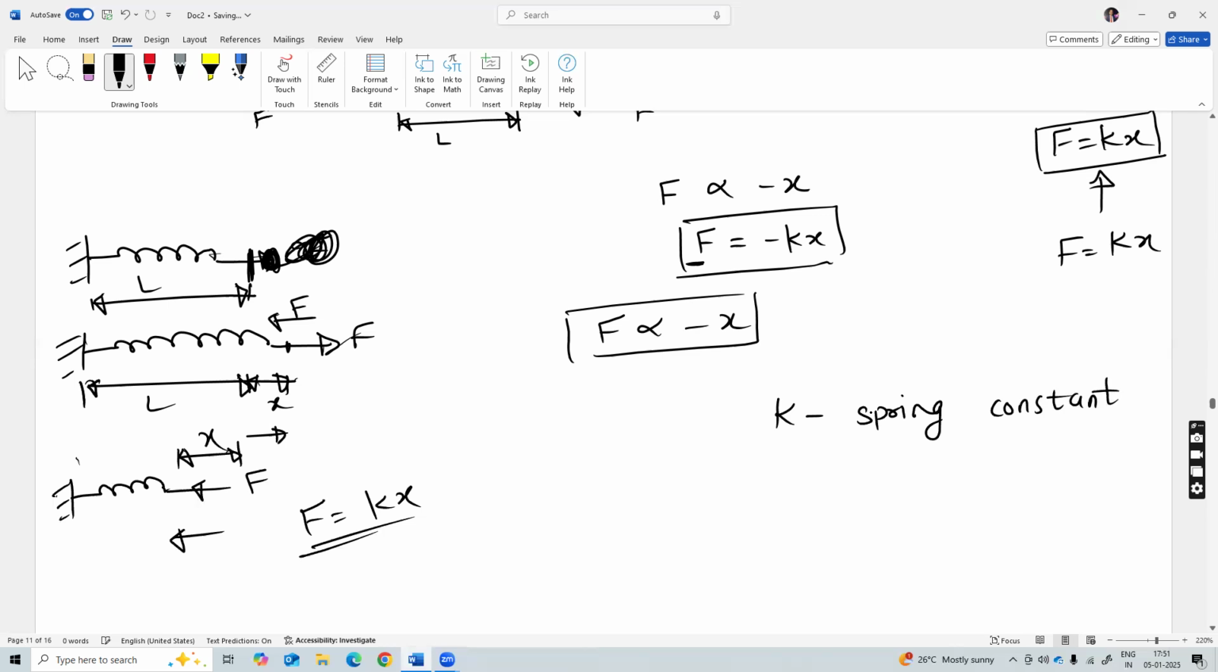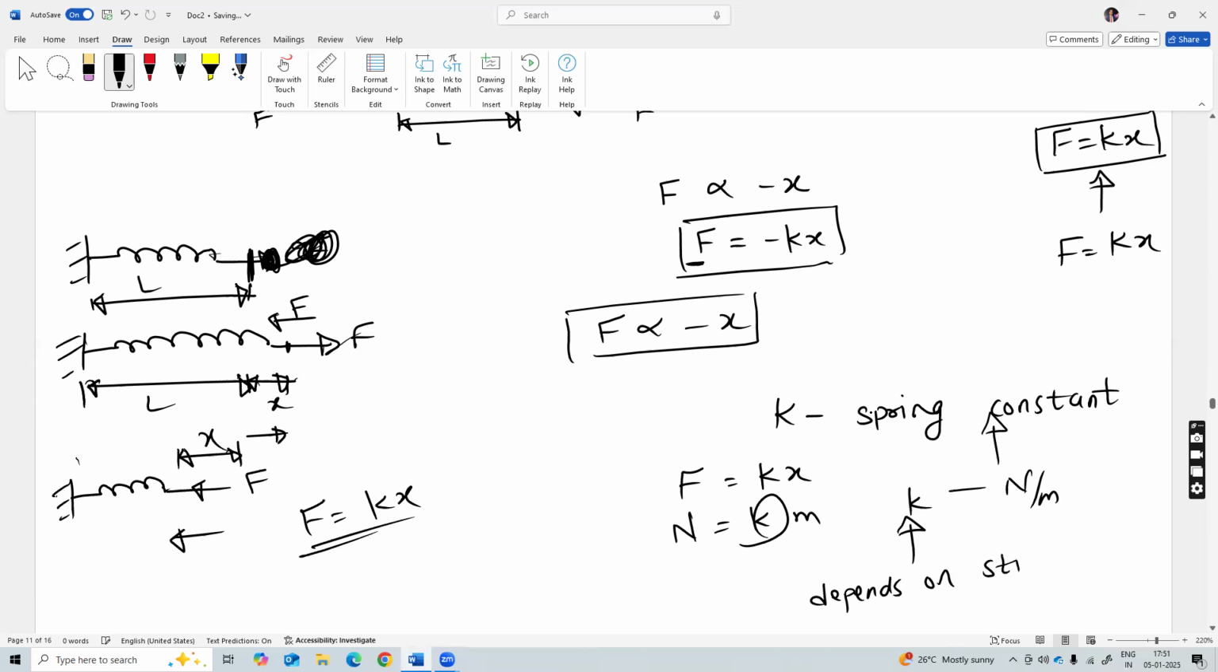In F equal to kx, F has unit of Newton and x has unit of meter, so k has unit Newton per meter. This is the unit of spring constant. And this spring constant depends on the stiffness of the spring.